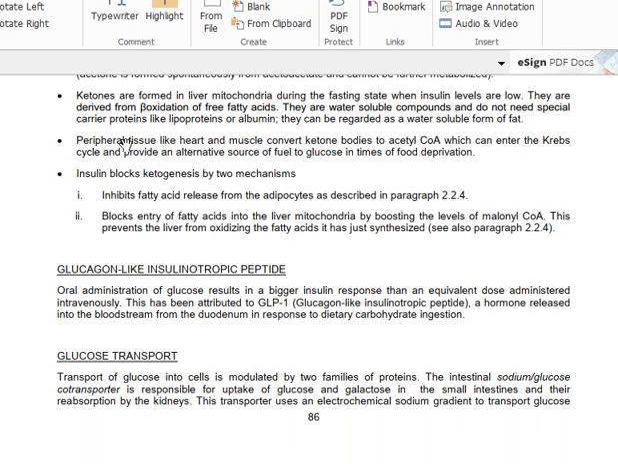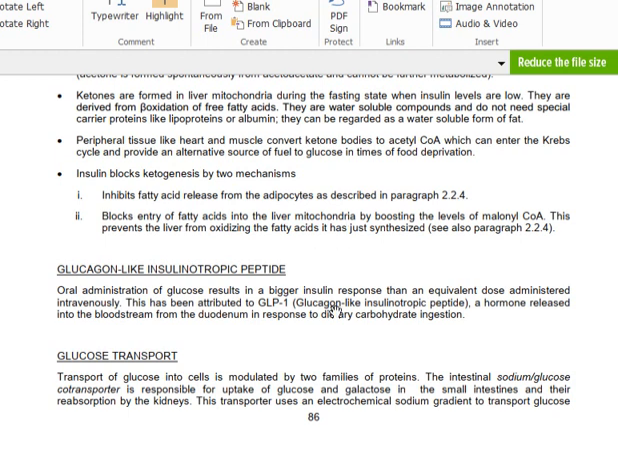Now normally you need to know that insulin blocks ketogenesis in 2 mechanisms. The first mechanism is that it is going to inhibit fatty acid release from the adipocyte. You need to know that insulin inhibits fatty acid release from adipocyte. So if it inhibits the fatty acid release from adipocyte, there is no fatty acid that is going to be mobilized to the liver for the conversion to produce ketone bodies.